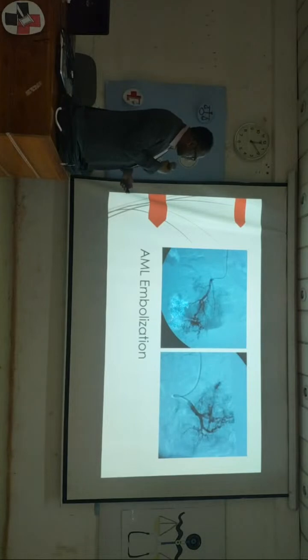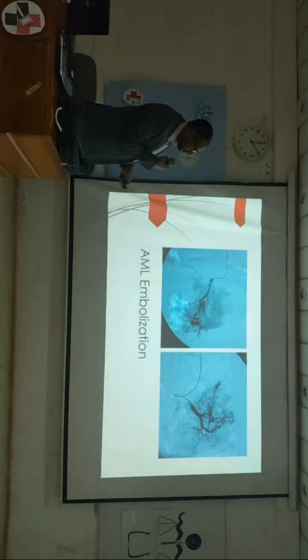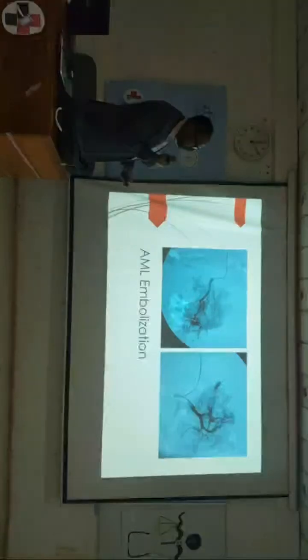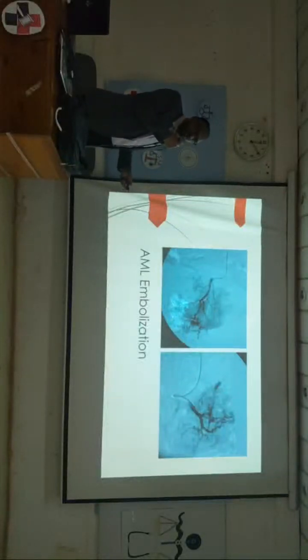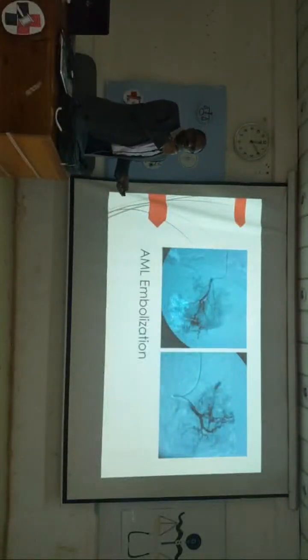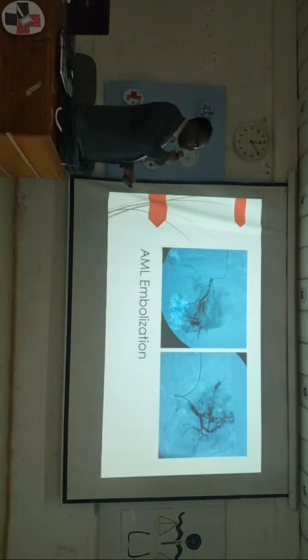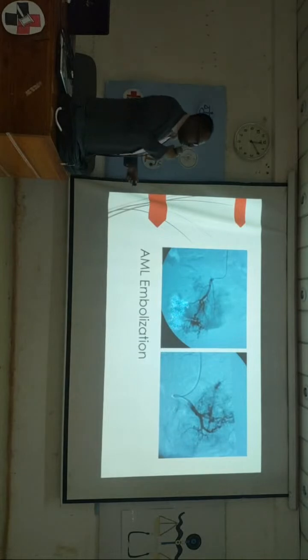Also, we use embolization to treat angiomyolipoma. This is a renal artery angiogram, and this is angiomyolipoma. We know it is a benign renal lesion, but with highly vascular areas and pseudoaneurysm. So angiomyolipoma more than 4 centimeters should be embolized or treated because there is high risk of bleeding. And if bleeding occurs, it is usually retroperitoneal bleeding and may be life-threatening.